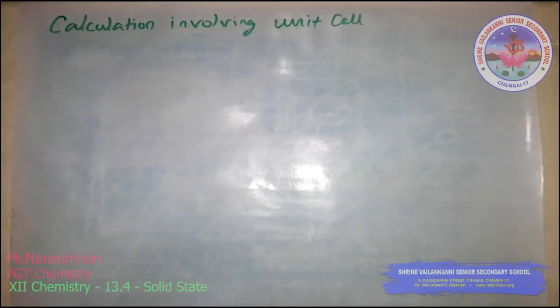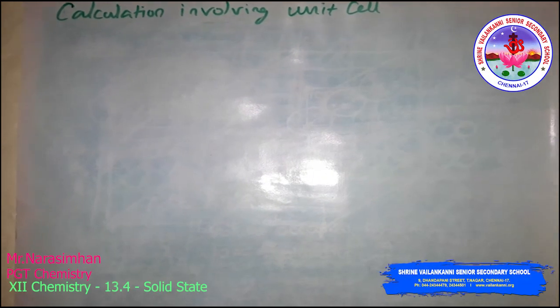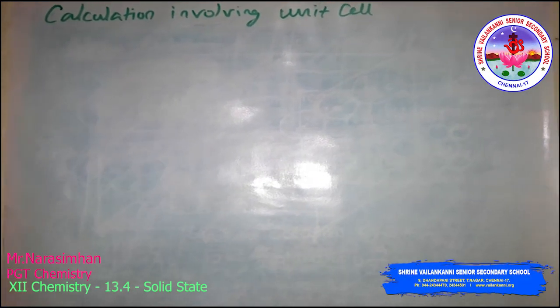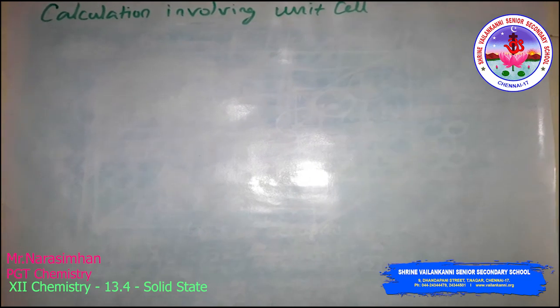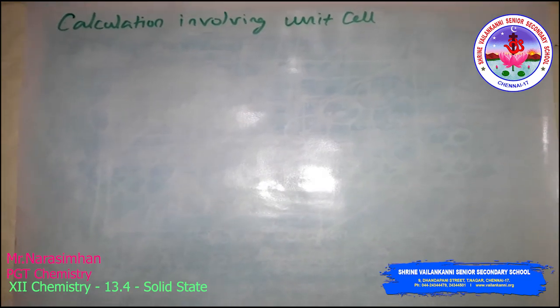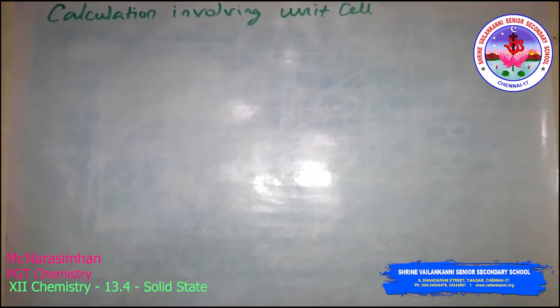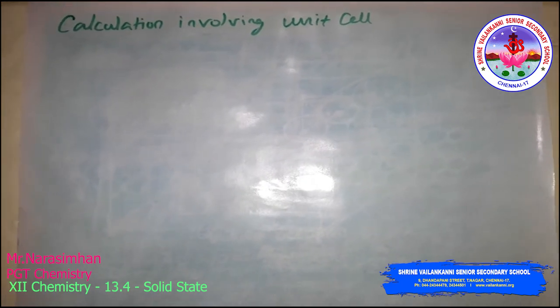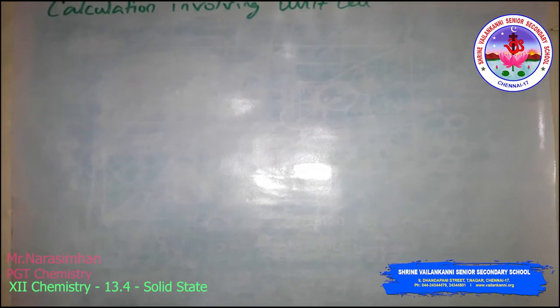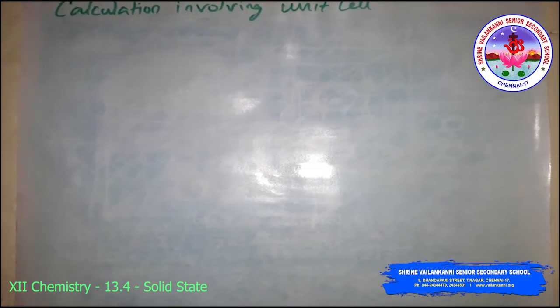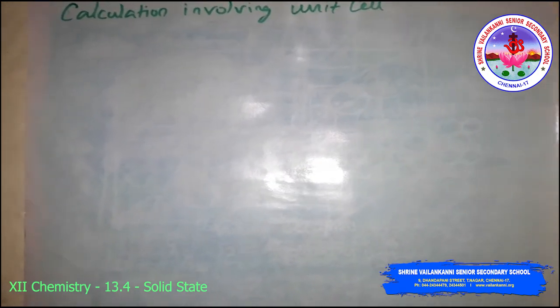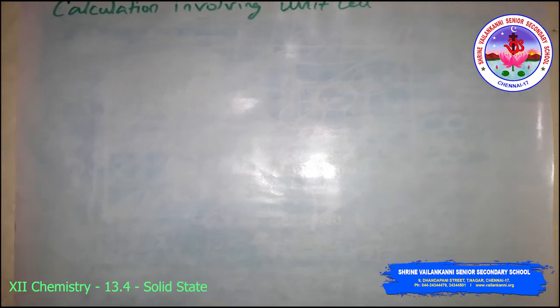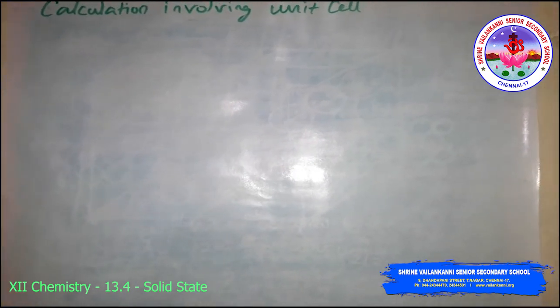Calculation involving unit cell dimension. Already we know that from the unit cell dimension, it is possible to calculate the volume of the unit cell. Knowing the density of the metal, we can calculate the mass of the atoms in the unit cell. The determination of the mass of a single atom gives an accurate method of determination of the Avogadro constant.